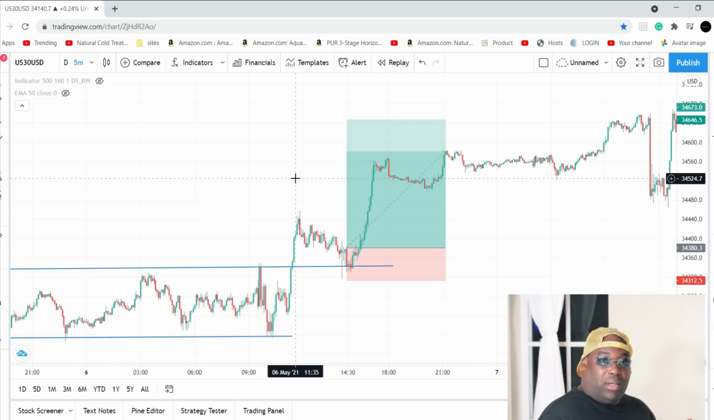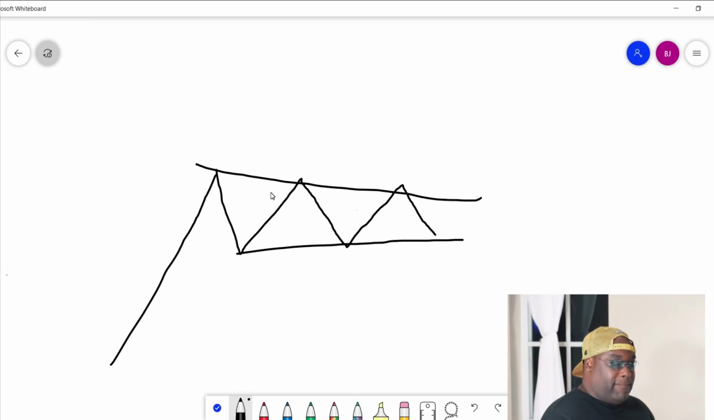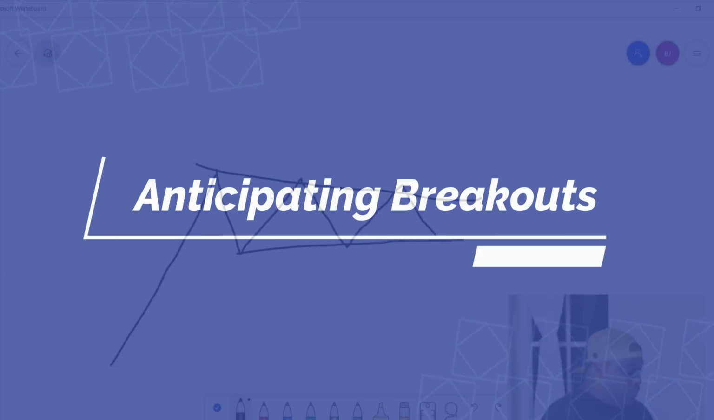Now, this way right here is a little bit advanced, but I'm still going to show you guys because I love to help you guys take your trading to the next level. So let's go. Okay, so the third way, guys, is basically anticipating a breakout, right?